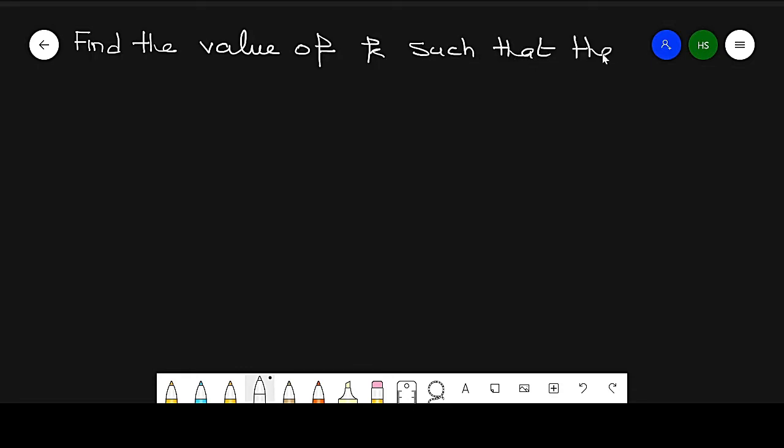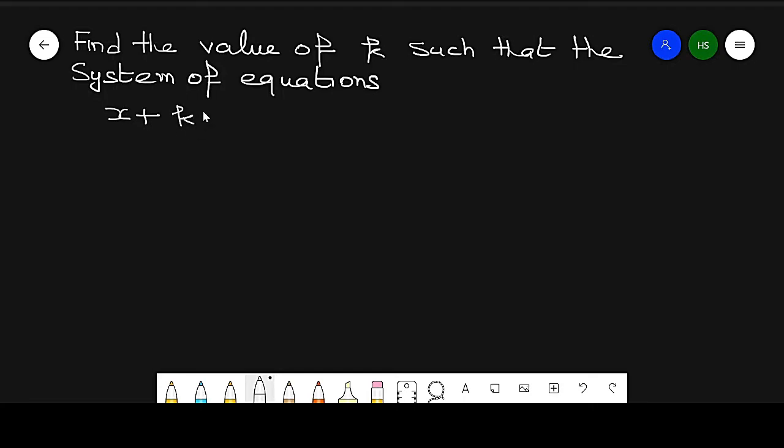So next question is, find the value of k such that the system of equations has non-trivial solution.